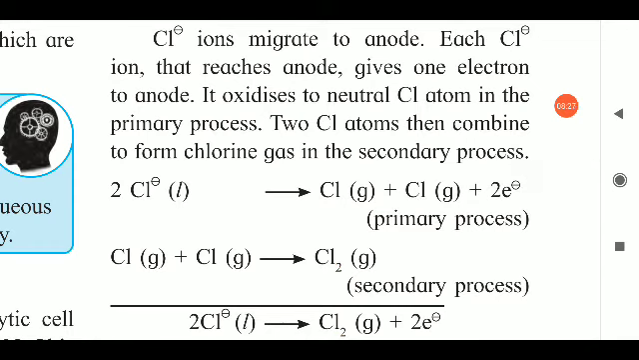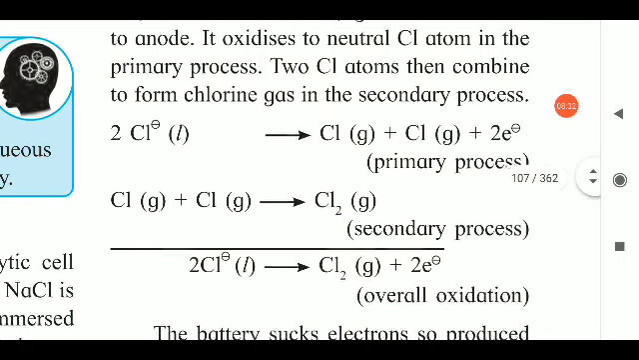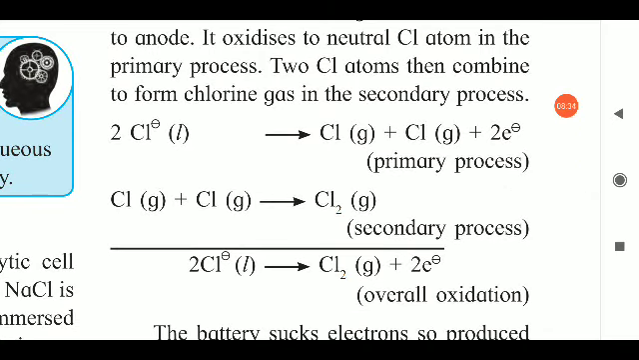Now 2 Cl atoms then combine to form chlorine gas in the secondary process, that they have shown here in the form of a reaction. The 2 Cl atoms, that is neutral Cl atoms which are in gaseous state, in the secondary process will combine and form Cl2 gas. And all of you know that chlorine is a diatomic gas. So in the secondary process, this Cl2 in gaseous form is formed.